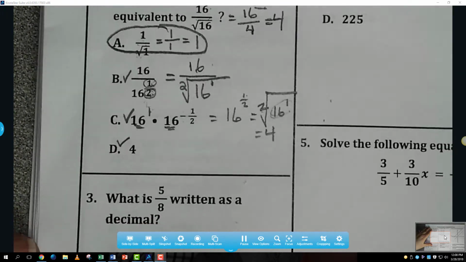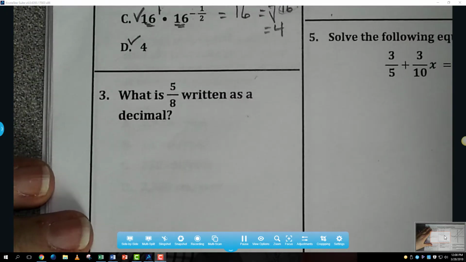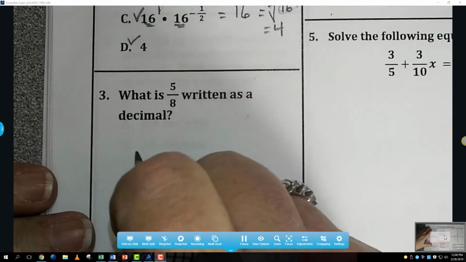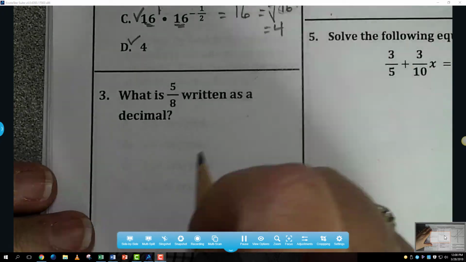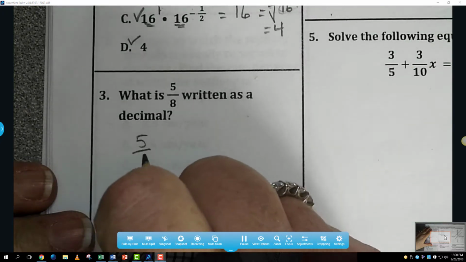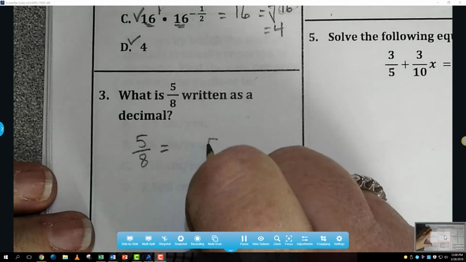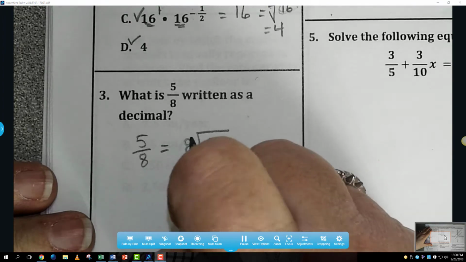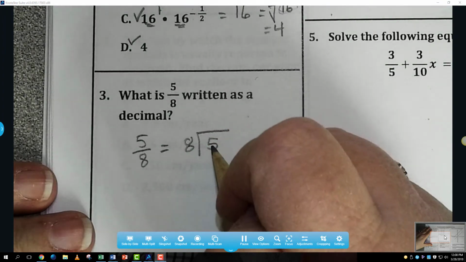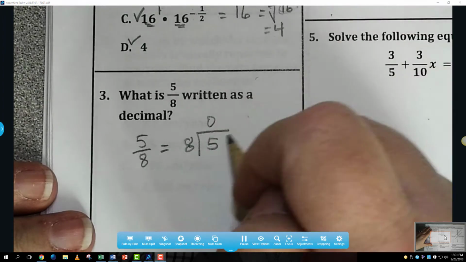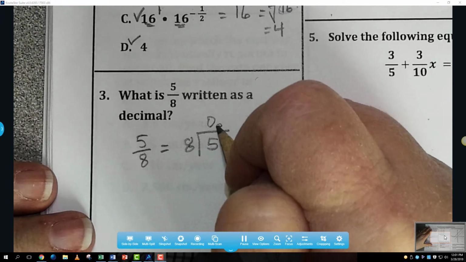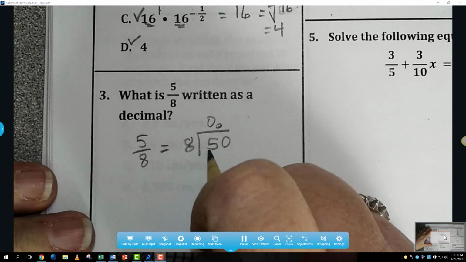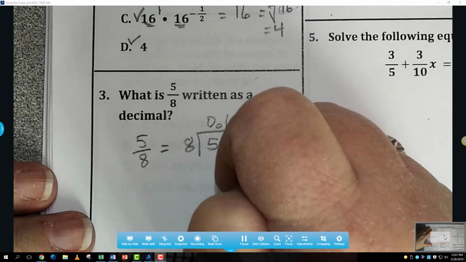Number 3. What is 5/8 written as a decimal? Well, you know, they might ask you this on the M-Step and you don't have a calculator, so what would you do? So we take 5/8. That really means 5 divided by 8. Okay, how many times does 8 go into 5? No times. We're going to have to add a 0, so we're going to have to put up our decimal point. 8 into 50 will be 6 times.